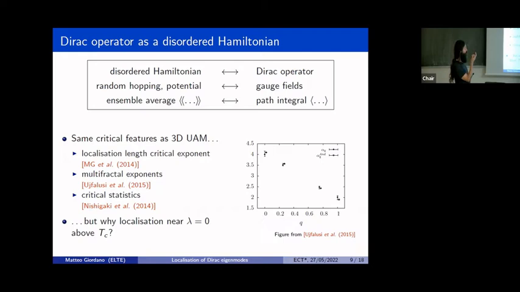What is surprising is that localization appears near zero eigenvalue at T_C. Now that's the interesting thing. When I discussed the Anderson model, I told you, well, localized modes start appearing at the band edge. Lambda equals zero is precisely the band center. So how come that localized modes appear there? This is something that requires some explanation. And this explanation better have something to do with deconfinement.